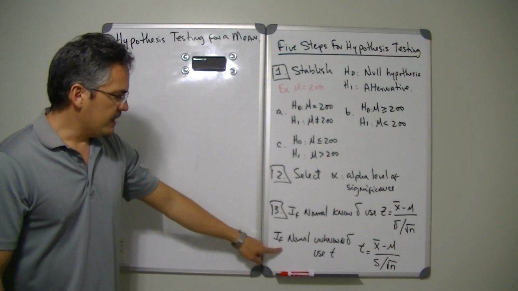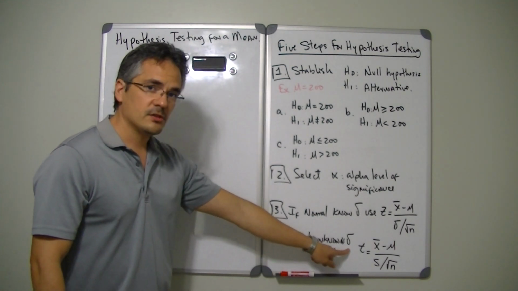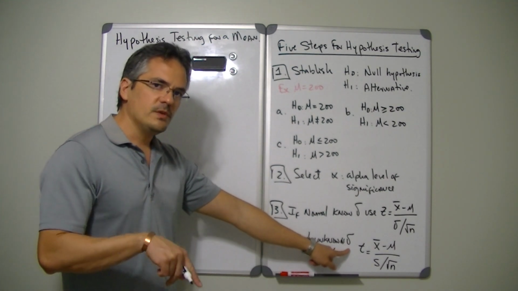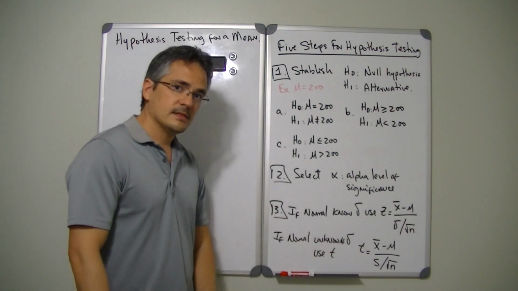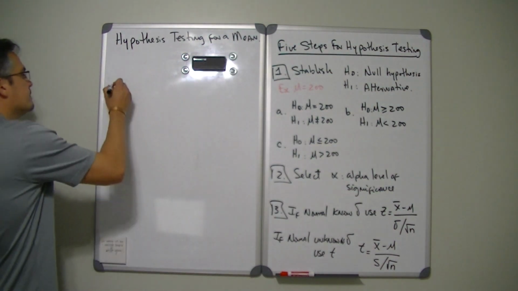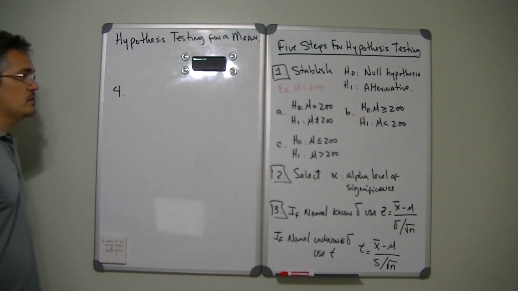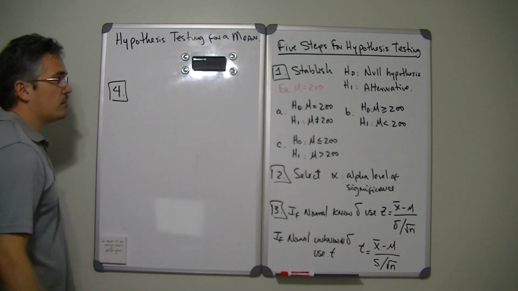And if it's normal, but we don't know our population standard deviation, then we're going to be using instead a t-test. And we use the t-test statistic instead. Alright? Now for step number 4, we need to set up our area of accept or reject.